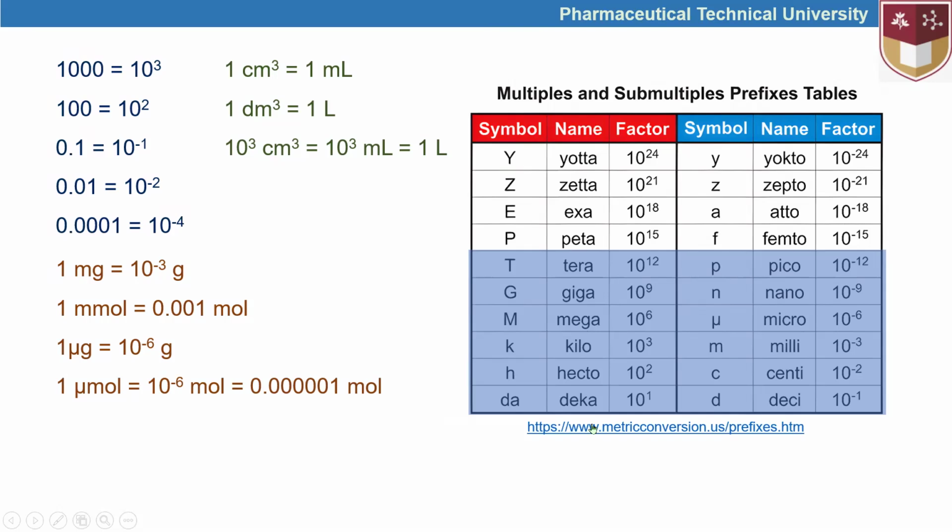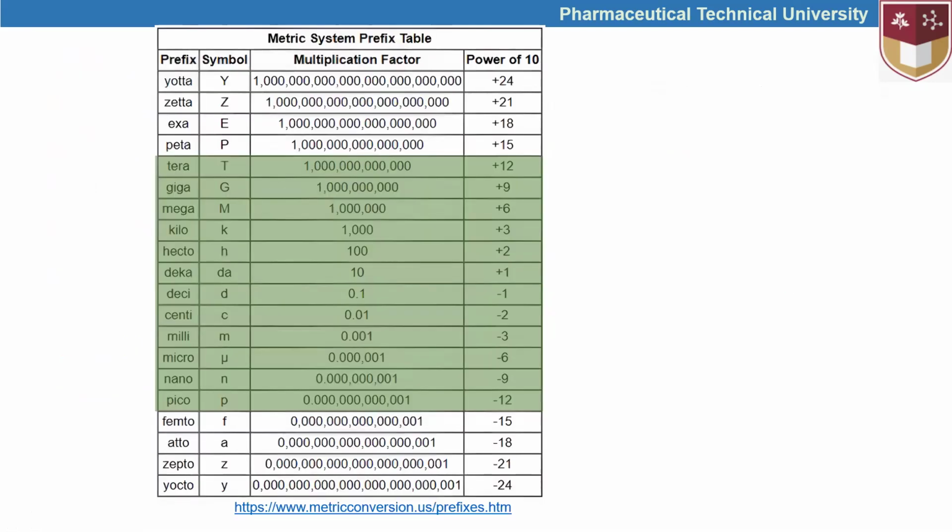So this can be easily kept in mind, but we'd better keep in mind this as well: milli, micro, nano, and pico. Okay, and here we can see these prefixes in another example, from tera, giga, mega, kilo, hecto, deca, deci, centi, milli, micro, nano, and pico.